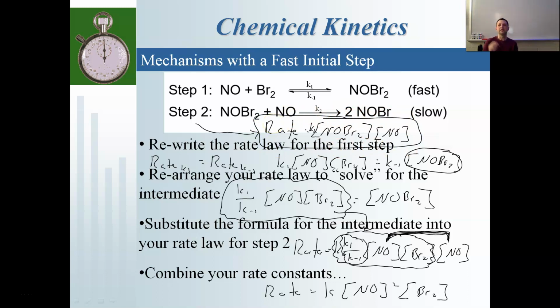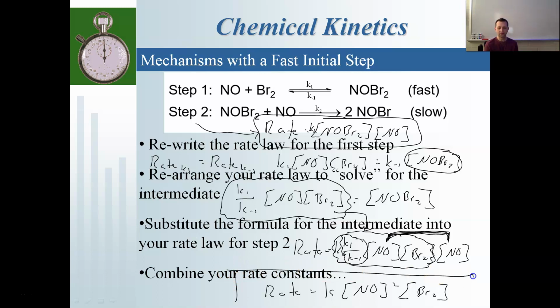Okay, but your intermediate is not allowed to be in that. So what you need to do is take your fast step and write the forward reaction equal to the reverse reaction, your rate law of forward equaling your rate law of reverse. Solve for your intermediate and substitute that in. Okay, look what we get.